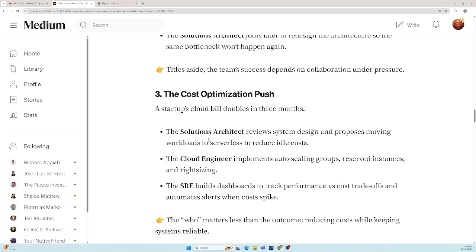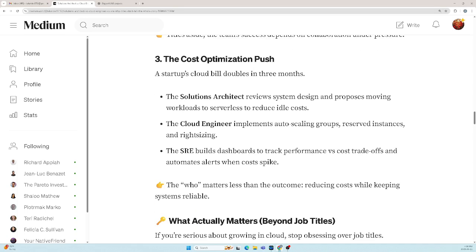Okay, this is running on EC2 machines, which keeps idle resources. They have Kubernetes, but they think this application does not need so much scalability. Okay, they can use serverless. Then the cloud engineer implements auto scaling groups, serverless and reserved instances, right sizing. The SRE builds the dashboard, tracks performance versus cost trade-off, and sets an automatic alert when cost is high.